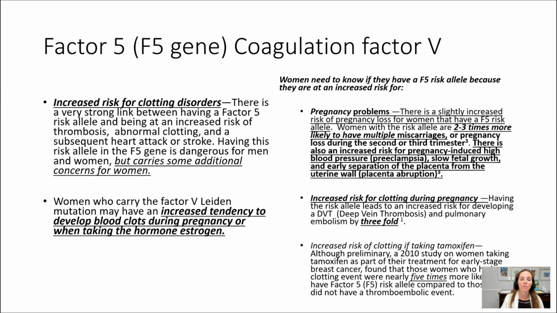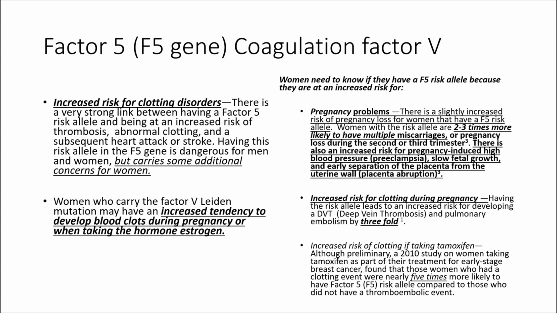And so this is from my first book, Genetic Testing, Defining Your Path to a Personalized Health Plan. What are some of the health problems related to having a factor V risk allele? Increased risk for clotting. There is a very strong link between having factor V and being at an increased risk of clotting, thrombosis, abnormal clotting, having a heart attack, a stroke. Having a factor V risk gene is dangerous for men and women, but potentially more dangerous for women.